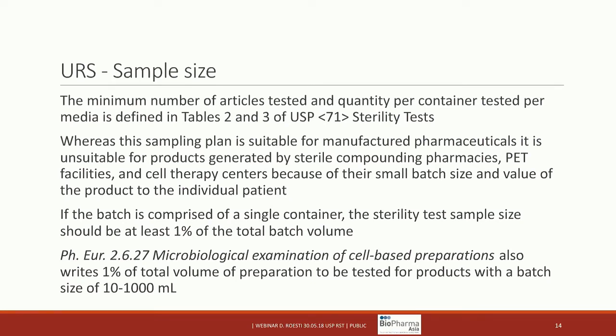Then the sample size was also widely discussed, and here the idea is to align with what is written in the Pharm Europe 2.6.27 chapter on the microscopic examination of cell-based preparations. This chapter mentions 1% of the total volume of the preparation to be tested for a product which has a low batch size. So here the idea would be to align on this and also to require at least 1% of the total batch volume.